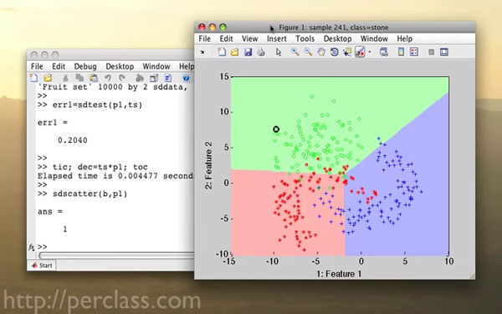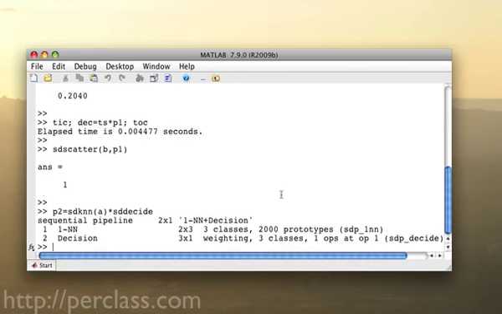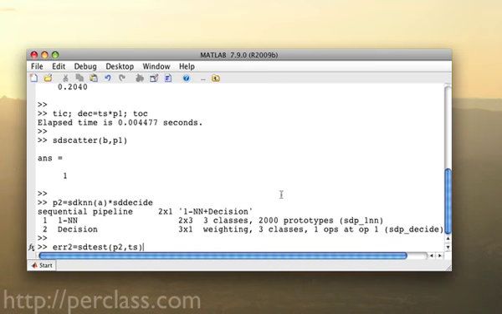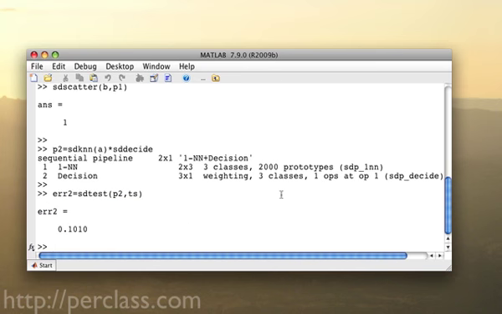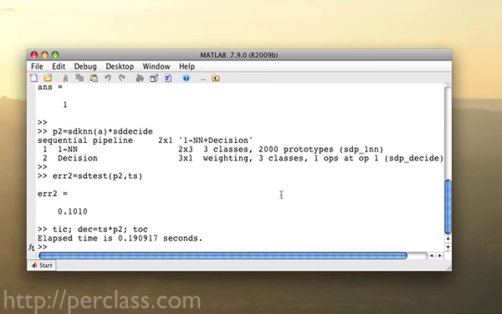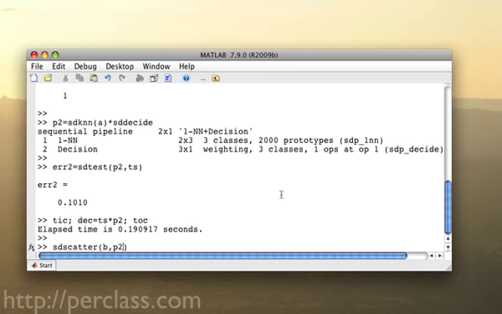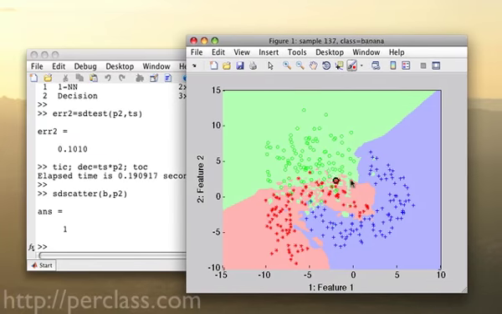Linear separation is clearly not good enough, and that's why we move to the nearest neighbor classifier. The first nearest neighbor, trained on all 2000 training examples, improves the error to 10%. But its execution is much slower, it's almost 200 milliseconds. It is also not robust in the area of overlap, and that's why we need to move to higher k.